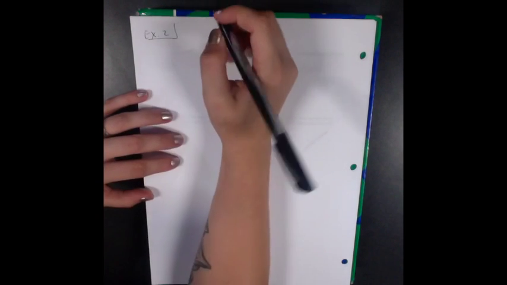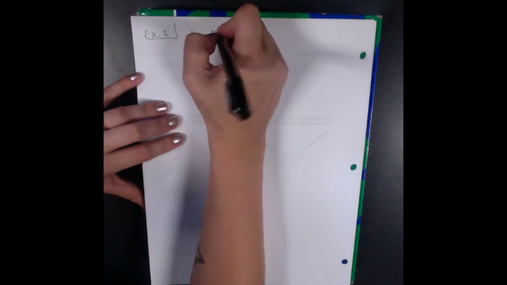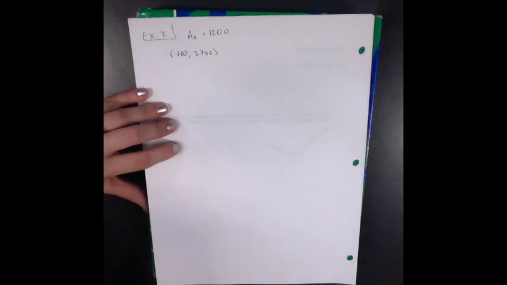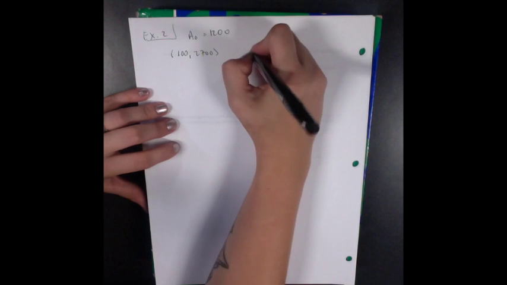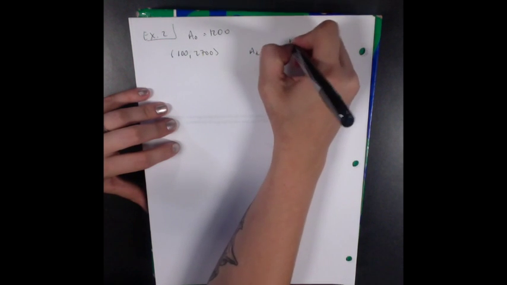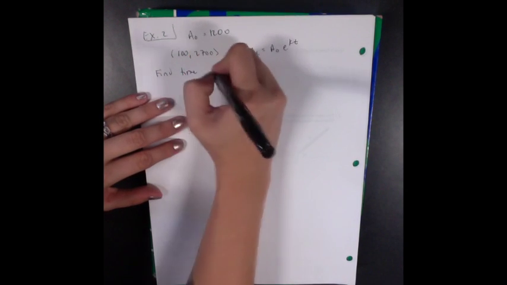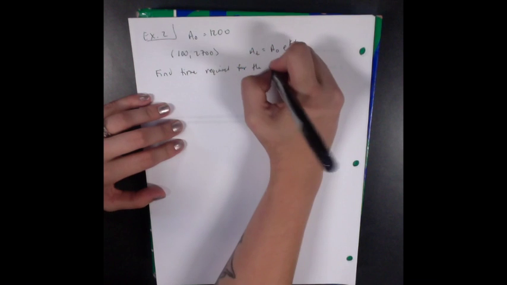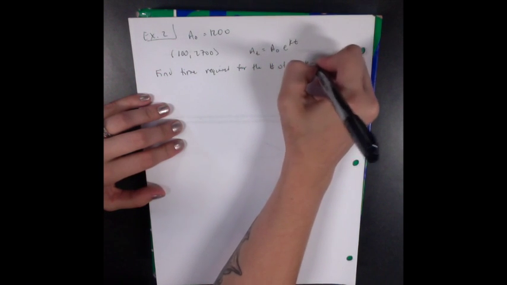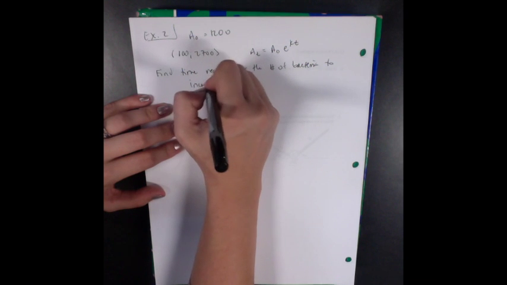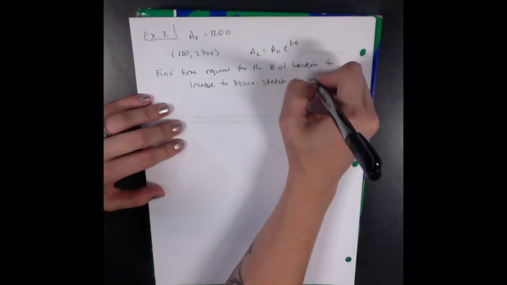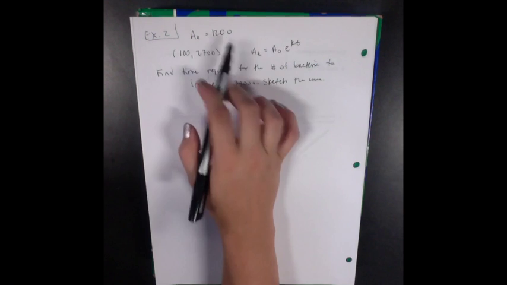Okay, the number of bacteria present at the beginning of the experiment was 1,200. After 100 hours, there were 2,700 bacteria present. We assume exponential growth, so A sub t is A naught e to the kt. And it says, find the time required for the number of bacteria to increase to 30,000. Sketch the curve. Okay, so we know that A naught is 1,200.